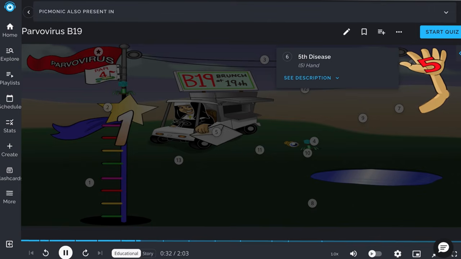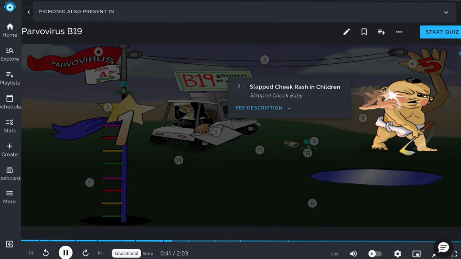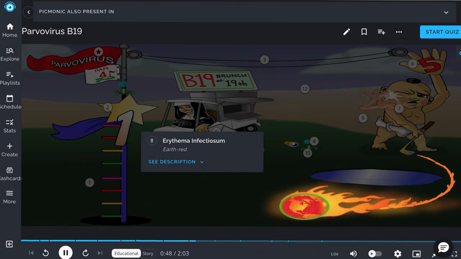This virus is a cause of a childhood exanthem, commonly called fifth disease, shown by the baby putting his 5 hand up for a high five. This is described as a slapped cheek rash in children, illustrated by the slap-cheeked baby being slapped across the cheek. Fifth disease is also called erythema infectiosum, shown by the earth red with the infectious green hue.